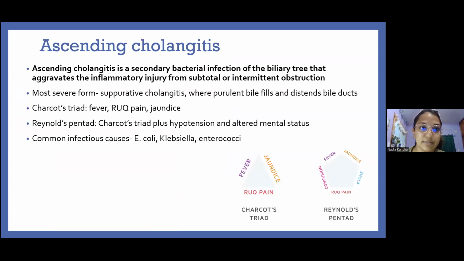Ascending cholangitis is a secondary bacterial infection of the biliary tree that aggravates the inflammatory injury from subtotal or intermittent obstruction. Its most severe form is suppurative cholangitis, and this is where purulent bile fills and distends the bile ducts. Symptoms can be in the form of Charcot's triad or Reynolds' pentad, and common infectious causes are E. coli, Klebsiella, or Enterococci.